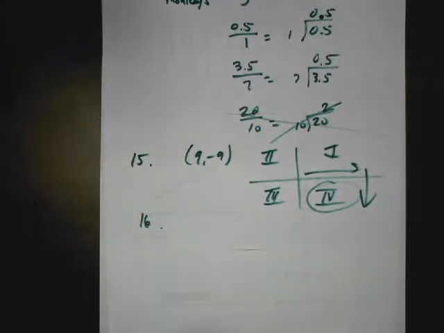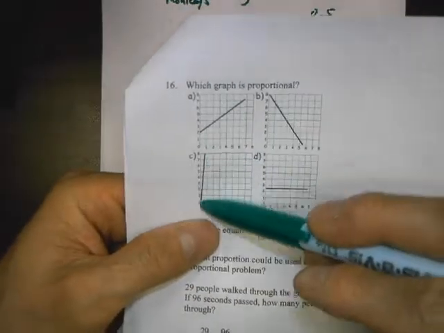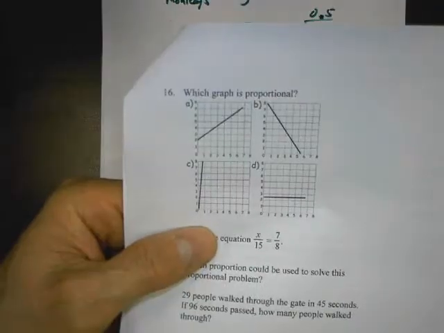Number 16 says, which graph is proportional? If you're looking at the graphs here, this is the only one that's straight and goes to the origin. So that has to be C. I hope that's an easy problem for you on the test.